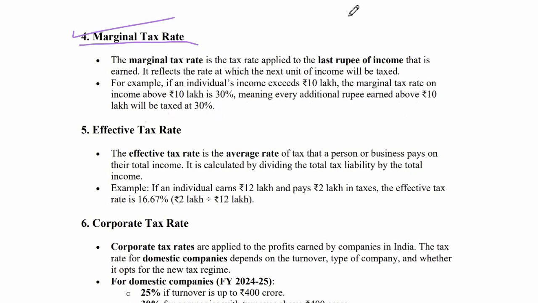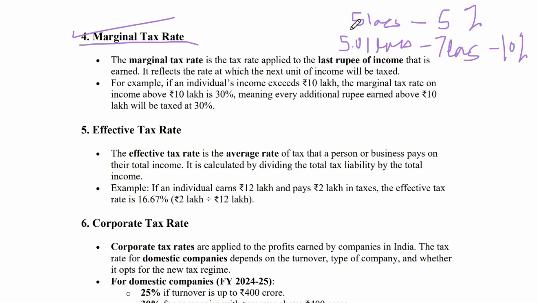So, for example, let's say up till 5 lakhs, the tax rate is say 5%. So anything above 5 lakhs, that is 5 lakh 1 rupee, and above till say 7 lakhs will be taxed at 10%. So up till 5 lakhs say 5%, okay, and above 5 lakhs to 7 lakhs 10%. So this slab, this money will be taxed at 10%. So that is known as marginal tax rate.